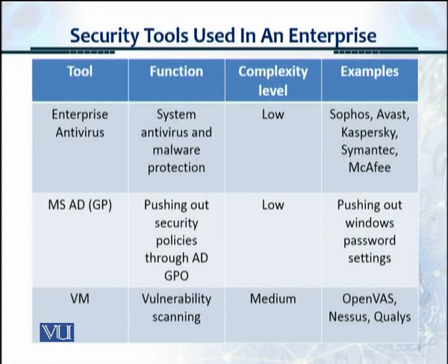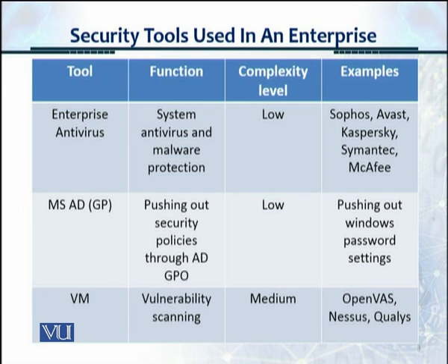For example, enterprise antivirus is low complexity and performs basic antivirus and malware protection. You have Sophos, Avast, Kaspersky, Symantec, McAfee, all of those. Then you have Microsoft Active Directory used together with the group policy functionality. Again, low complexity, pushing out security policies through Active Directory using group policy objects. For example, you would be pushing out Windows password settings, the length of the password, and how much time it would take for the password to be renewable again. Let's say the password would be renewed in 3 months for all users, and it would alert the user so that the users can actually renew their passwords after 3 months.